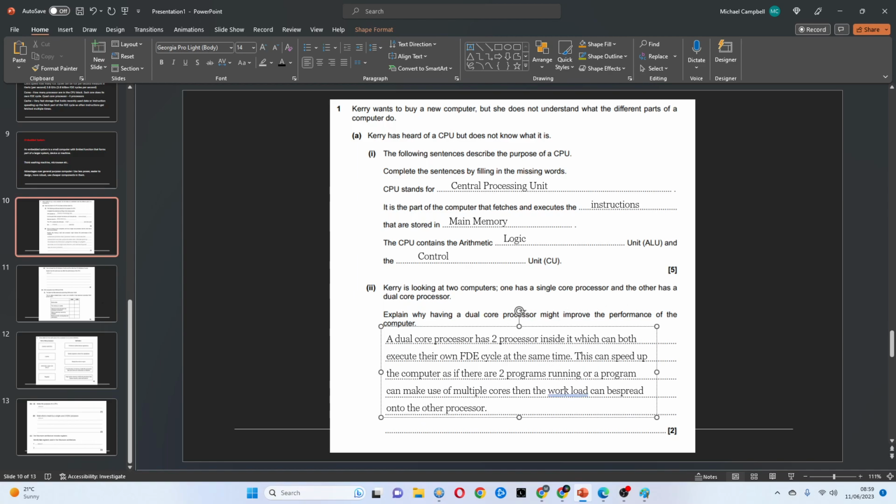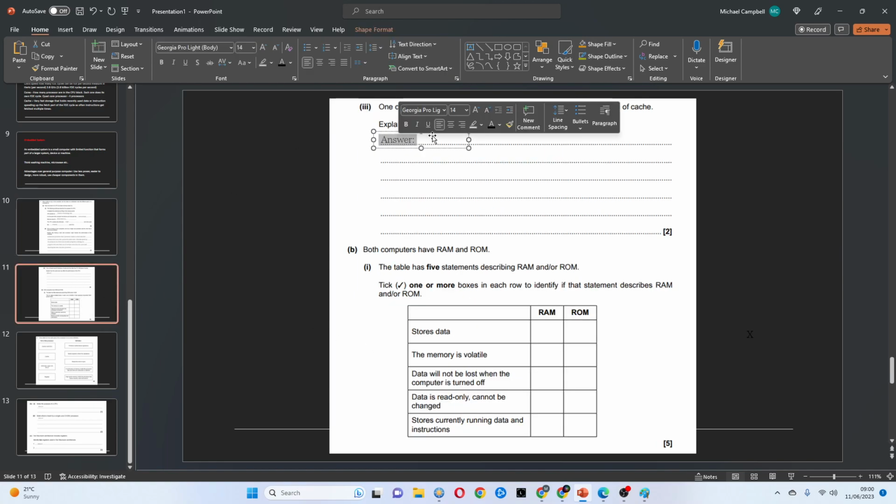The key thing with this is to mention that you either need to be running multiple programs running, or a program that can make use of it. A lot of kids forget that you can make a program make use of more cores. Doesn't mean that you have to be running loads of programs, although of course that would be useful. But there you go, that's that question answered.